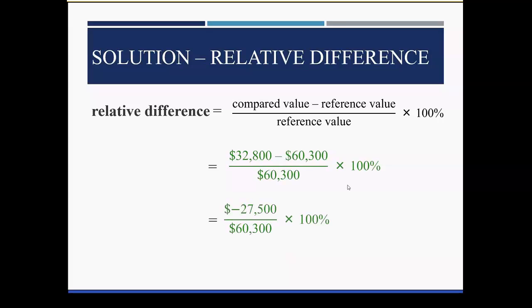And everything is the same from before. That represents about a negative 45.6 difference, which means South Dakota makes about 46% less if you round it off.